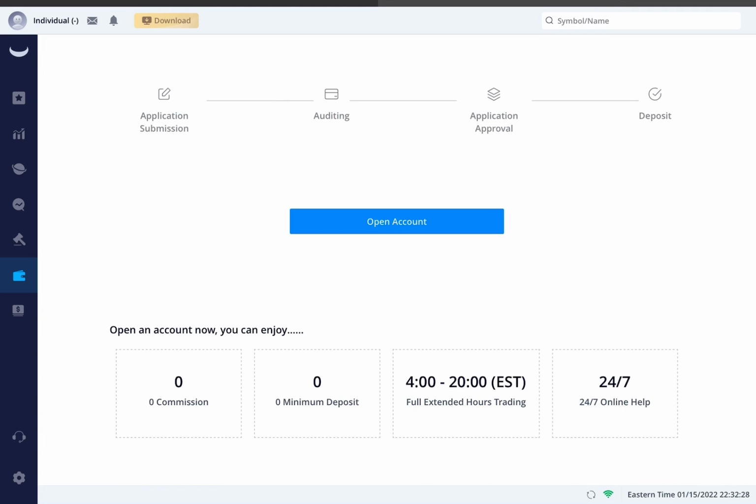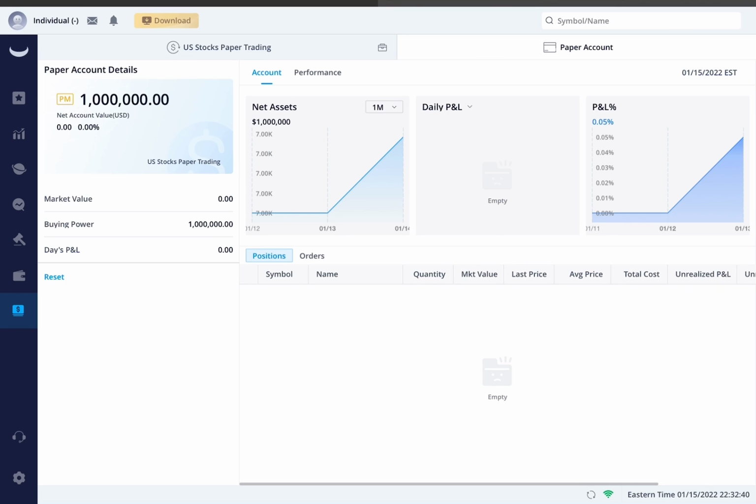So if you look here, I'm going to click on the community or the paper trading tab over to the lower middle left side where it says paper trade. So I'm going to click right there. And if you look here, you'll see that I have $1 million in paper money, which is fake money. And this is a paper trade account.